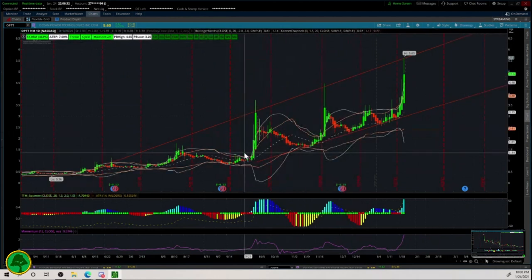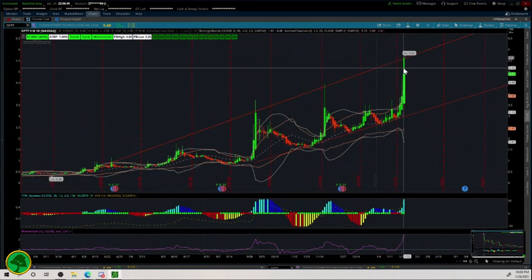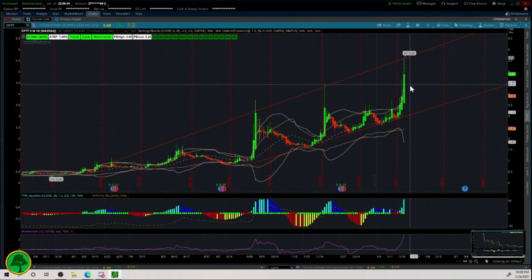Our squeeze that we've talked about. The wedge is a really good sign of when something's going to run again. So I actually anticipate OPTT, unless there's a political thing that comes out and just runs the stock more, I anticipate it to come back to the $3.50, $4 zone. That'll be my next add.